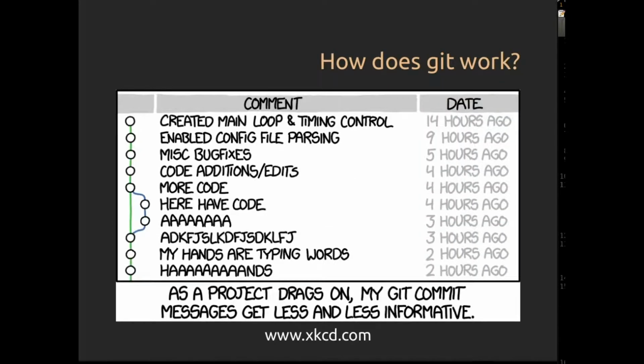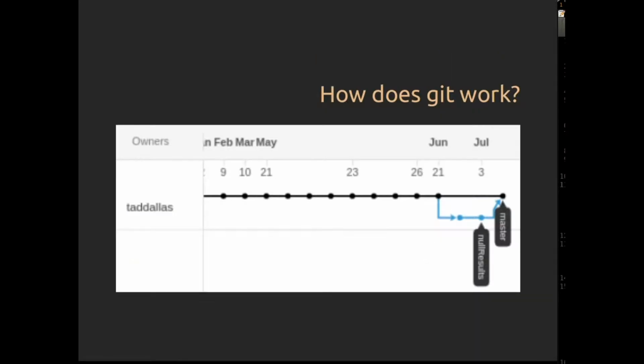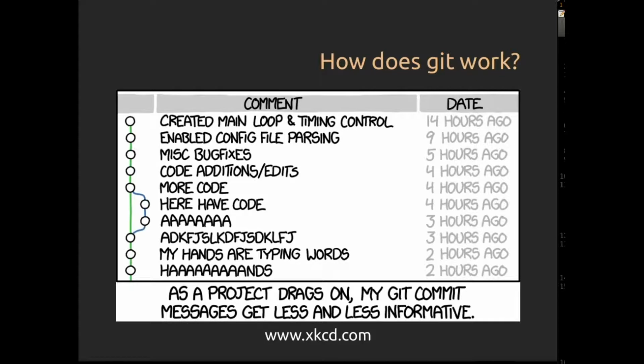Each one of these commit messages, each one of these little black nodes, actually corresponds to a point in time and the status of a project. Here's another XKCD comic showing that you can have messages, and it's really important to have good messages that go along with each one of your commits. When he or she starts out, they say, created the main loop and timing control. So something that's informative that you can look back on and say, this is what I accomplished with this commit. And then sometimes, as the joke goes, the commit messages get less and less meaningful. But hopefully you want to avoid that. You want good commit messages.